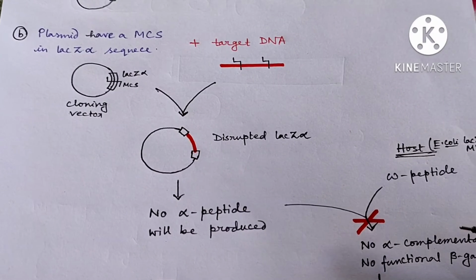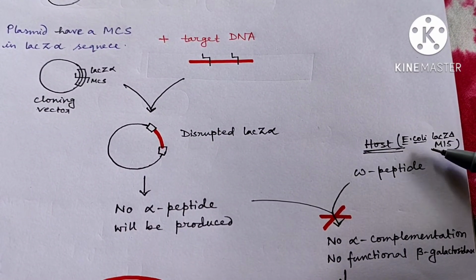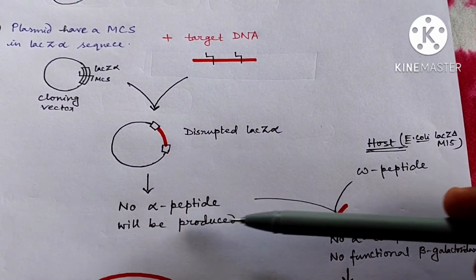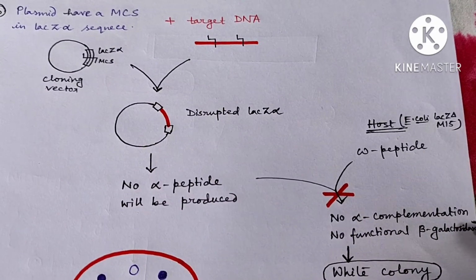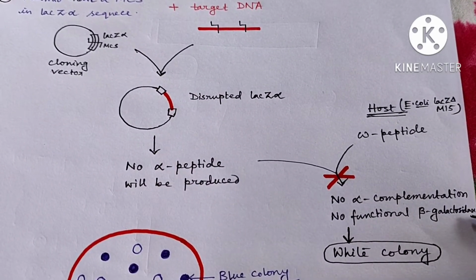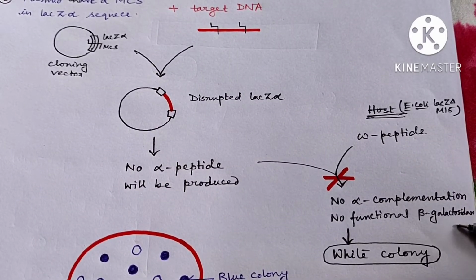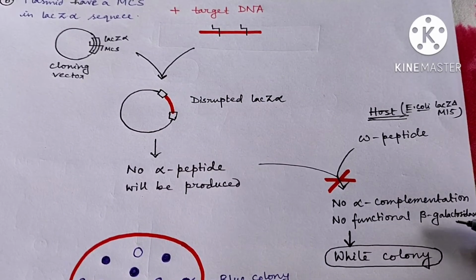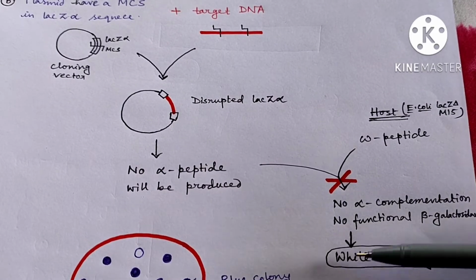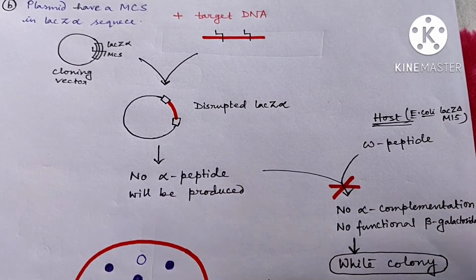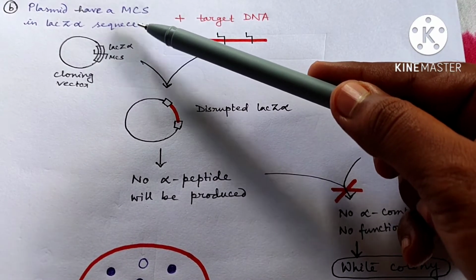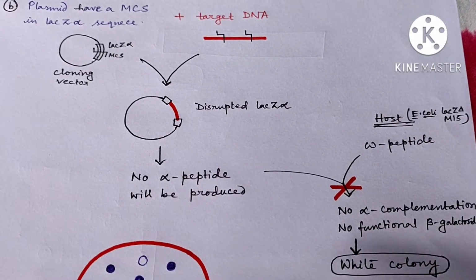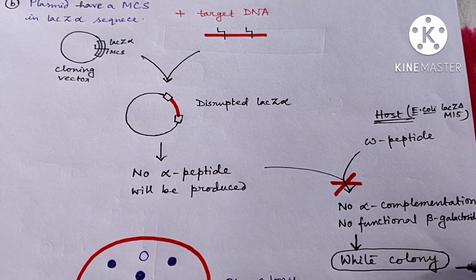So if no alpha peptide is produced, what will happen? The mutant host where the omega peptide is produced will not combine with the alpha peptide, and as a result no alpha complementation will occur. As a result no functional beta galactosidase will be there, and as there is no functional beta galactosidase, no one can break the X-gal and form the blue color. So as a result you will get a white colony. So from here we can say that if you introduce a plasmid with a targeted gene, that will disrupt the LacZ alpha gene of the plasmid and no beta galactosidase will be produced, and as a result a white colony will be formed.